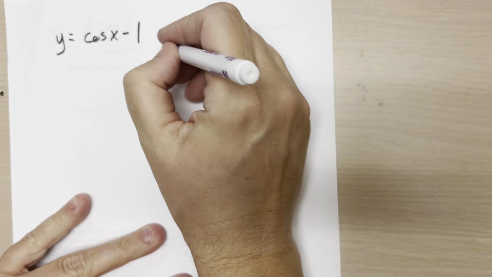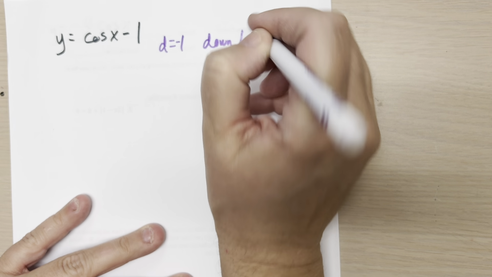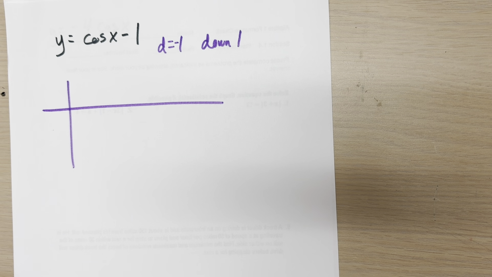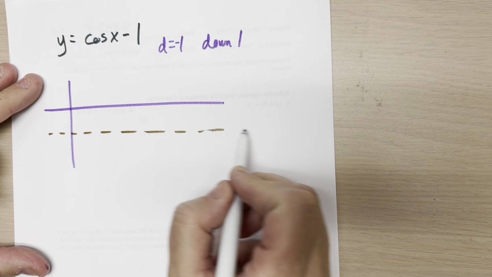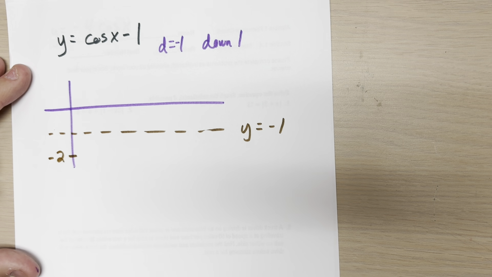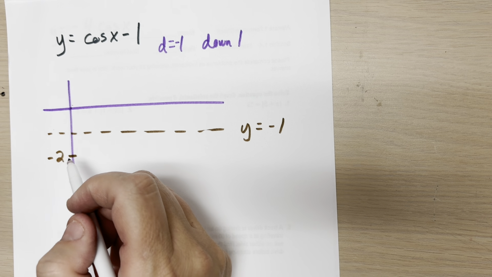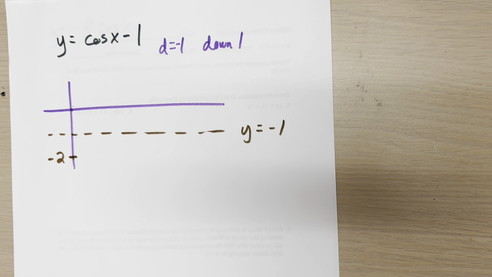How about we have cosine x minus 1? Much to what you would probably think here, the D value is -1, which means I'm going down 1 this time. So if I have my normal axis here, I'm just going to shift down 1. Y equals -1. I also need to go down here for -2 because I have a max of 1 and -1 normally. Since it's shifted, the max is now 0. The min will be down here at -2.